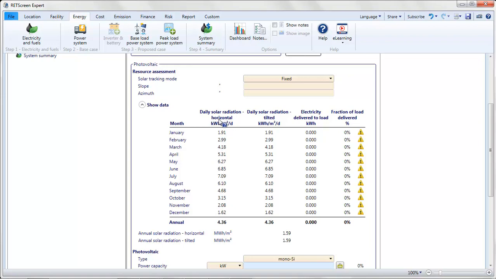Unfortunately, these are horizontal numbers. We want them to be for an array that's got an arbitrary orientation. It might actually be a moving array as well. It could be a single axis, two axis, or azimuth tracking system. I'm going to assume that it's a fixed orientation. Perhaps it's on the roof of the off-grid home, in which case we'd look at, say, the azimuth of the roof, that is the direction that the roof faces, and then the slope of the roof plus any additional tilt that we might add through a structure.